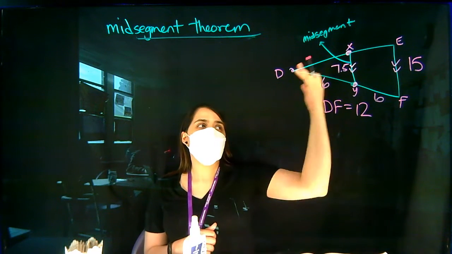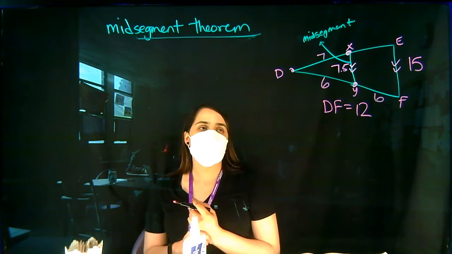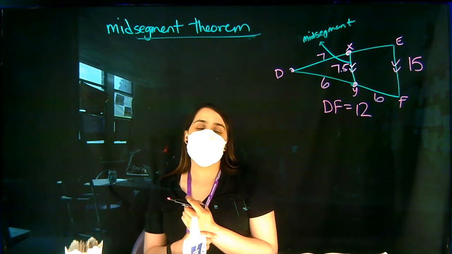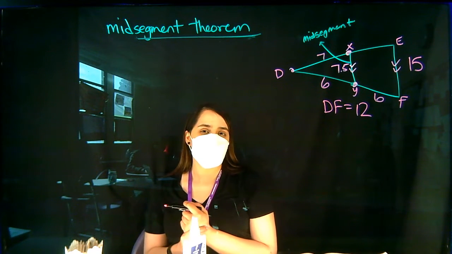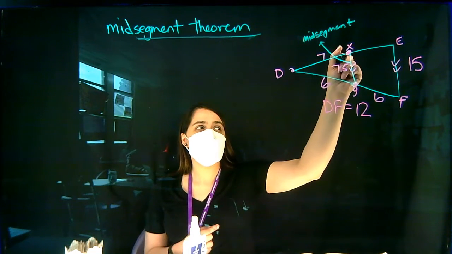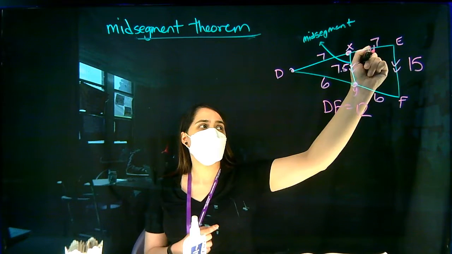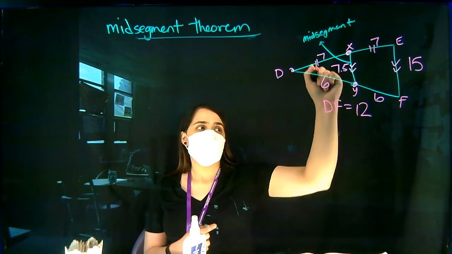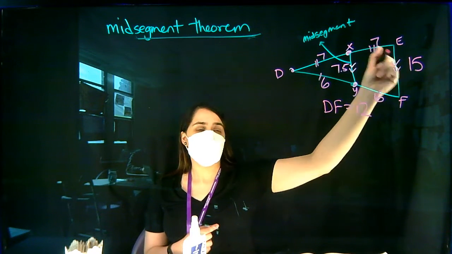Now what if they gave you a piece of information like this? DX is 7. What is XE? 7. How do you know it's 7? Because since it's split in half, both sides are equal. Exactly, because x is right in the middle of this side. So that means this side has to be congruent to this side, and this side has to be congruent to this side. And then this is half of the base.